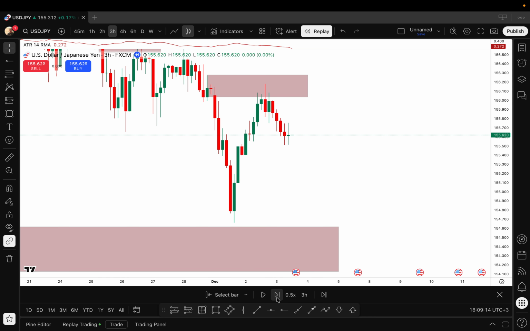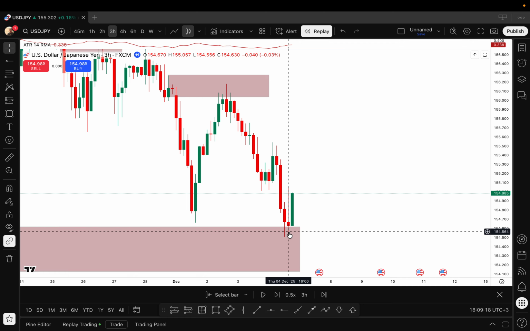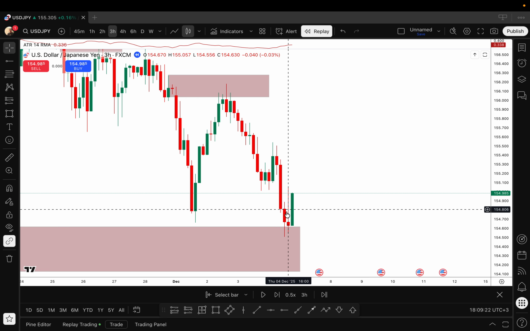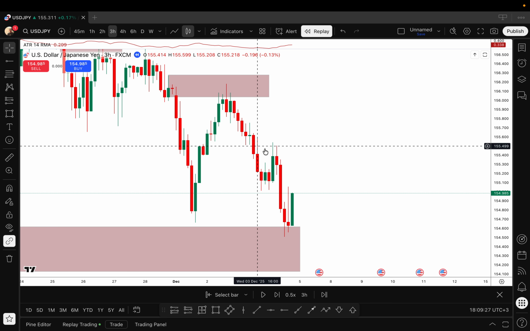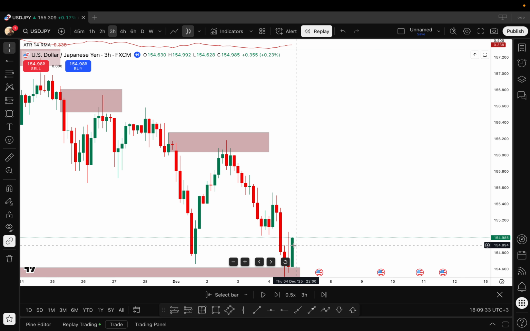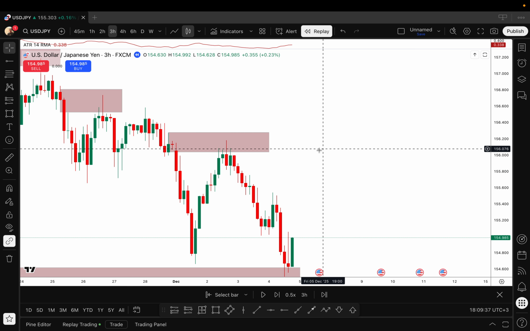Immediately price came, tapped in the zone. Now it has sold and tapped the daily demand zone and gave you an engulfing candle. By this time you should be out of this market and you shouldn't be looking to sell any supply zones here unless price takes them out. If price takes out this supply zone and starts making higher highs, higher lows, that is when you shall be looking for entries to buy.